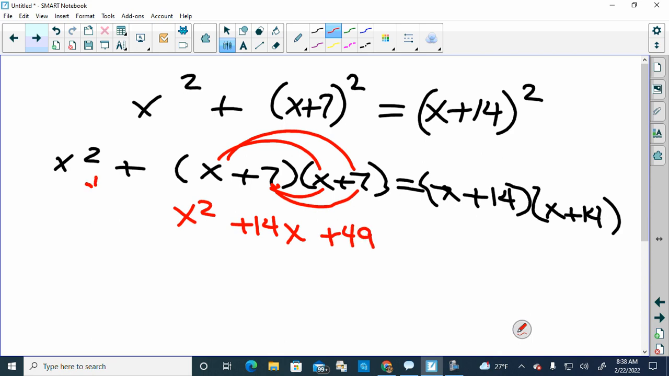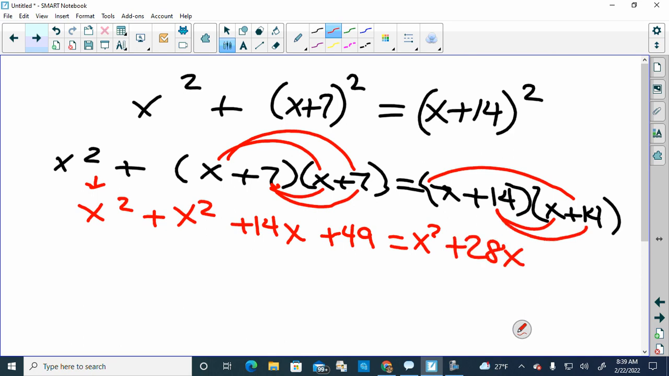Okay, and then I'm just bringing this one down just because that one didn't have anything else to happen to it again. Okay, now we need to do the same thing to the right side. So x times x is x squared. x times 14, and then 14 times x. So we have two 14x. So 14x and 14x would give me 28x.